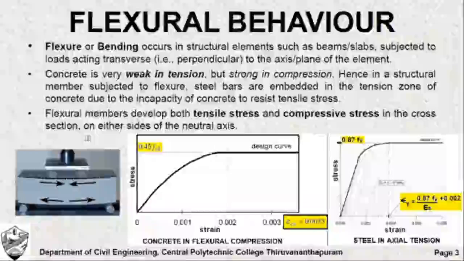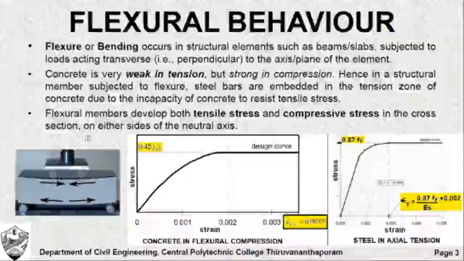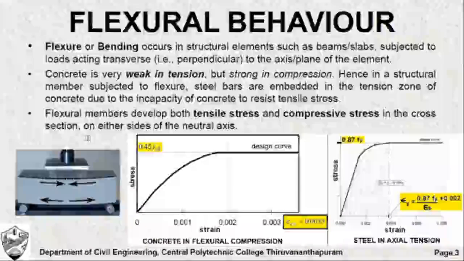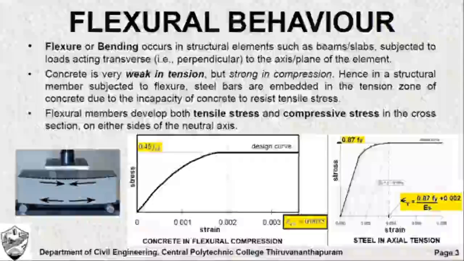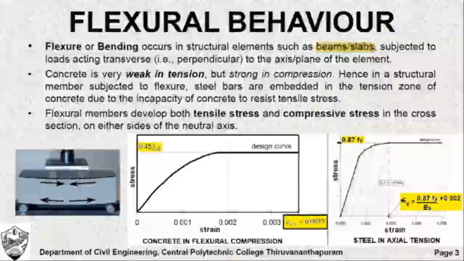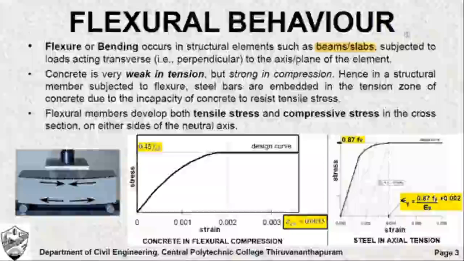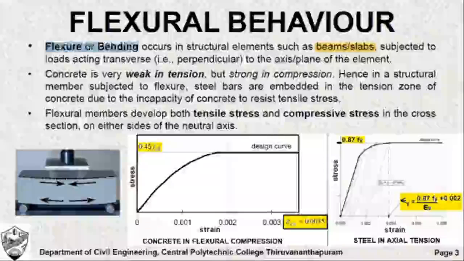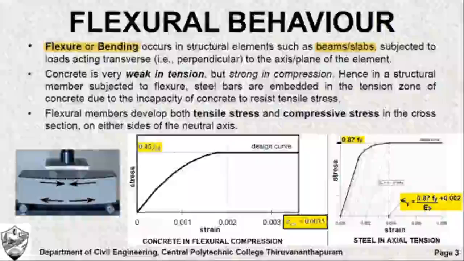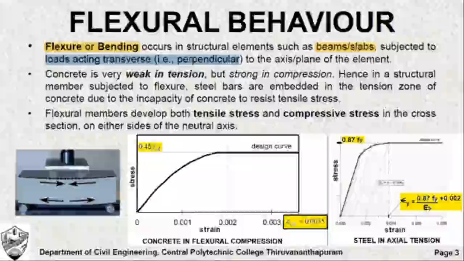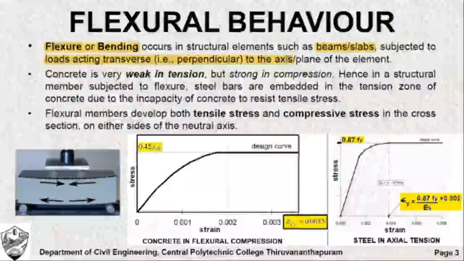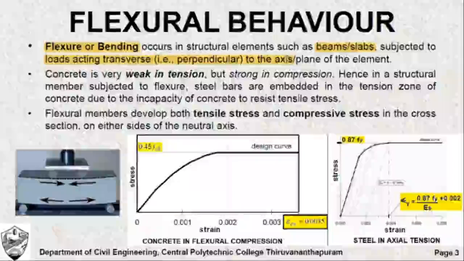Now coming to the flexural behavior. Among the structural members we have discussed, only beams and slabs are flexural members. What do you mean by flexural members? Or what do you mean by flexure? By flexure or bending, we mean that when structural members are subjected to loads acting in the direction transverse or perpendicular to their axis, the structural member undergoes bending. The bending is otherwise known as flexure.